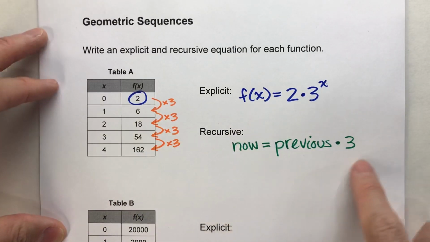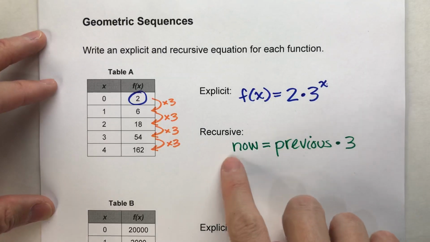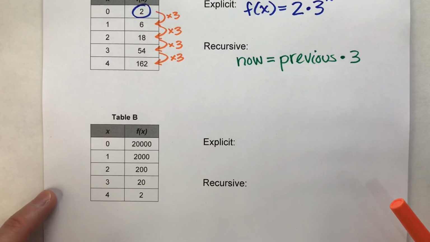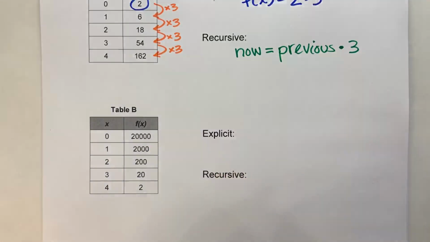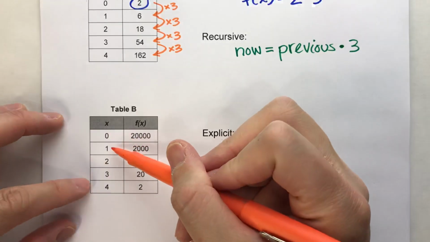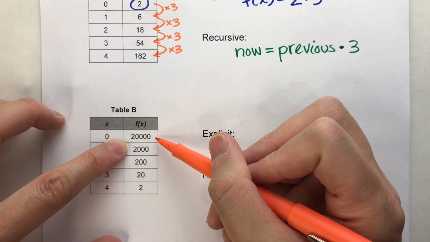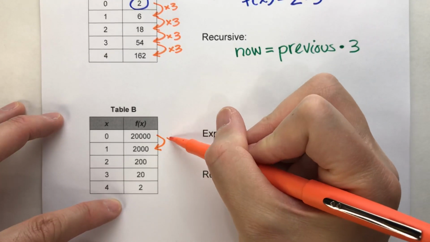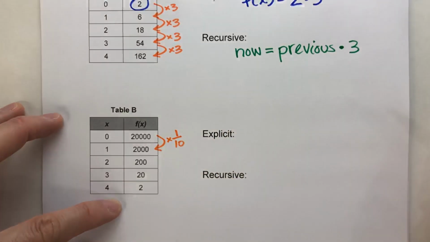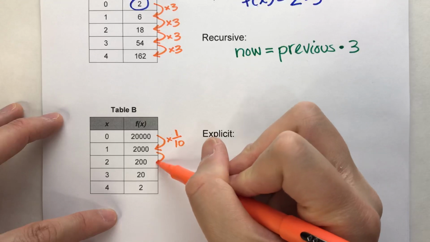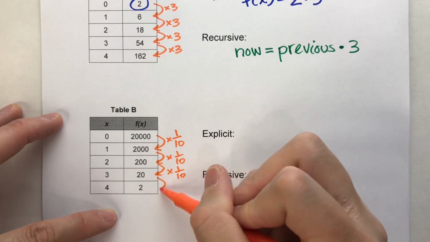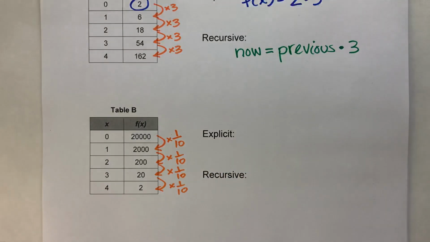And later on, we'll learn a more mathematical way of writing this out. But for now, this is what we're looking for. Okay? Just to make sure you understand recursive equations. Okay, let's do another example here. Okay, table B. We've got some big numbers here. But notice, as x is going up by 1, f of x is actually dividing by 10. But another way to think of dividing by 10 is thinking as multiplying it by 1/10. So this is a geometric sequence, but we're multiplying it by a fraction and it's getting smaller.